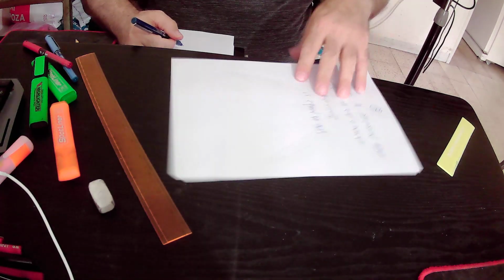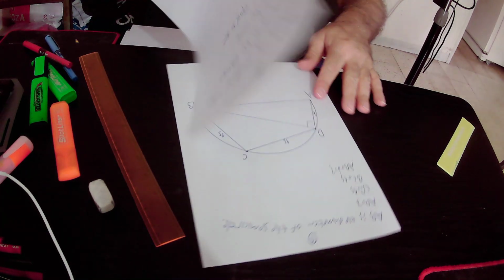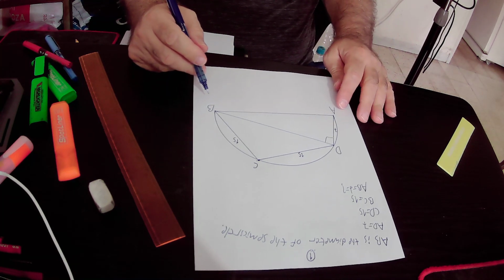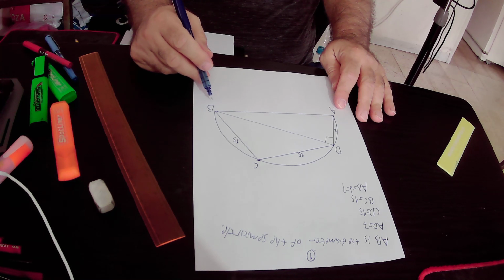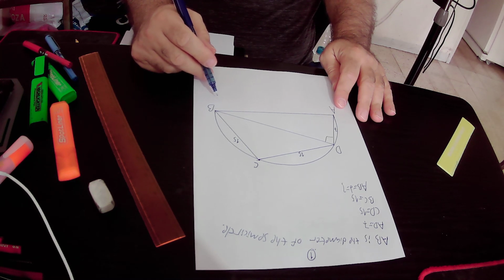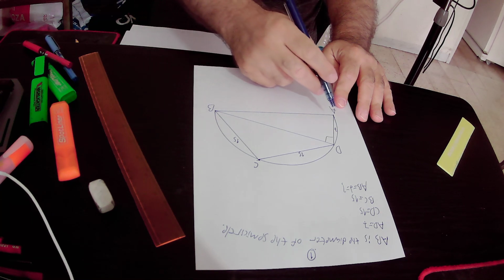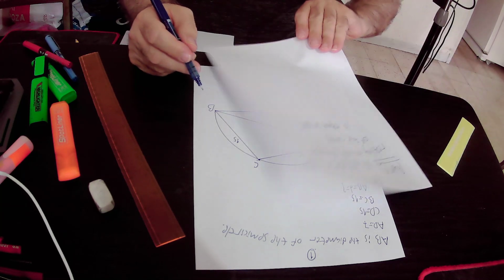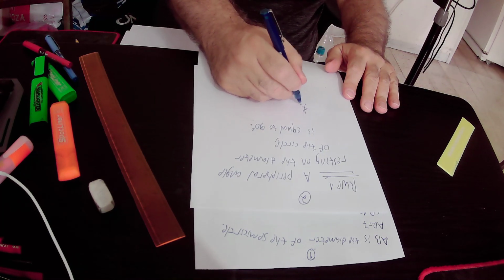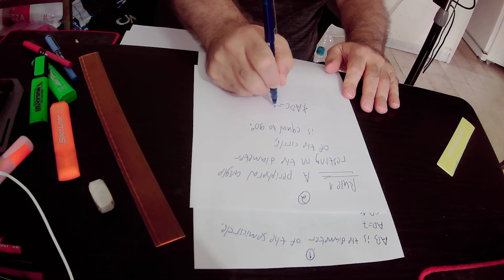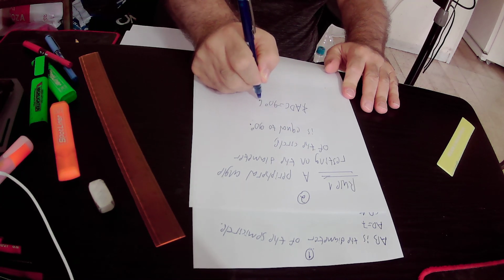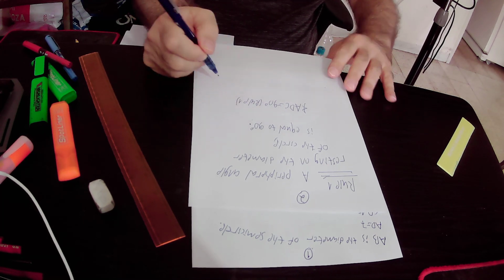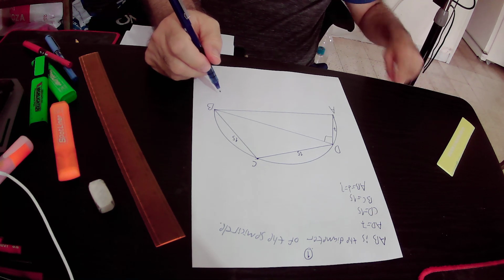So actually, peripheral angle ADB rests on AB, that is the diameter of this semicircle. Therefore, according to rule number 1, peripheral angle ADB equals 90 degrees, because of the fact that it rests on the diameter of this semicircle, that is AB.